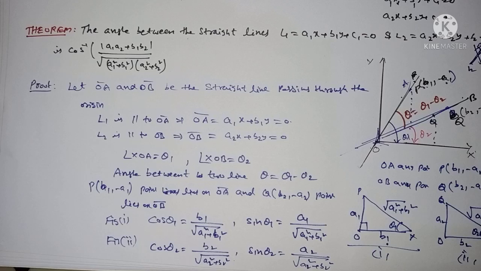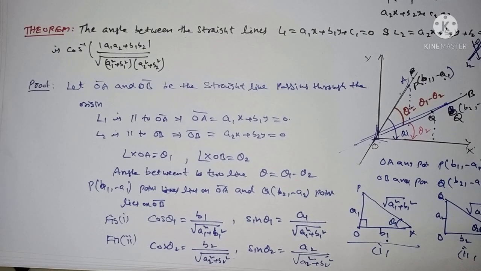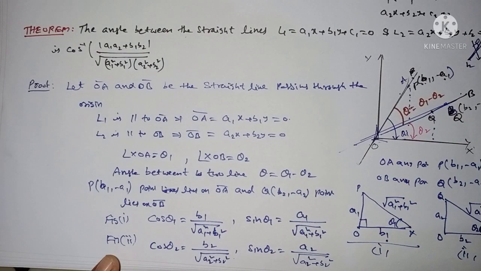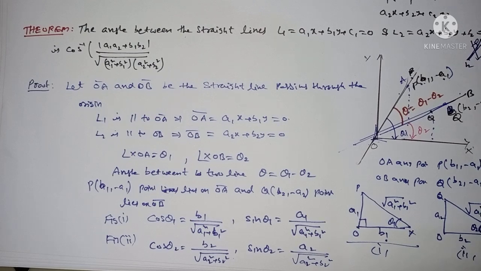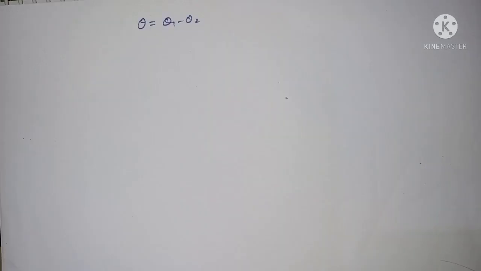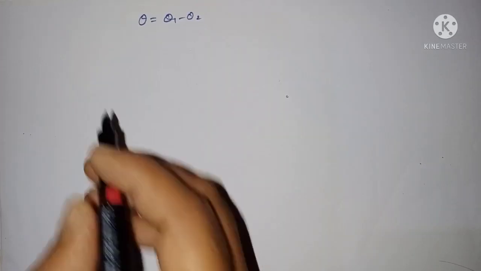In trigonometry, we are discussing what sin theta and cos theta are, and you can take these values for theta 1 and theta 2. This is clear. Next, what is theta equal to? Theta is equal to theta 1 minus theta 2.